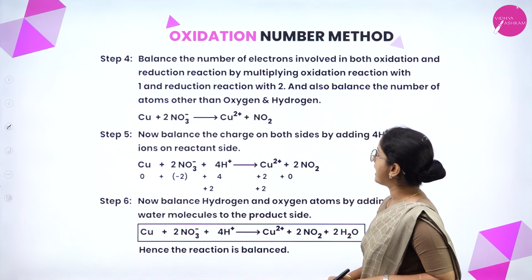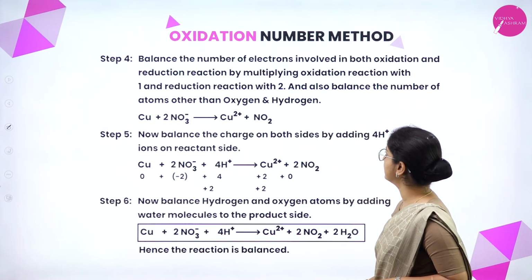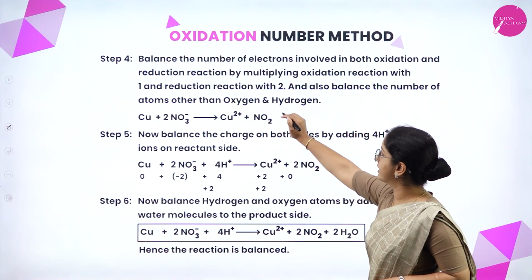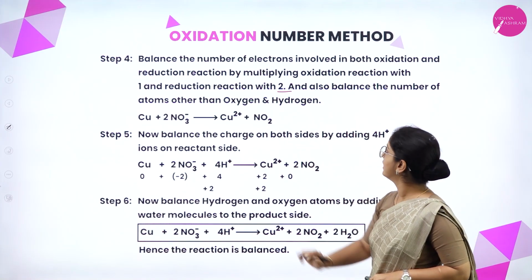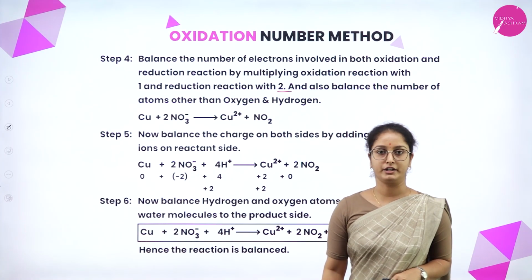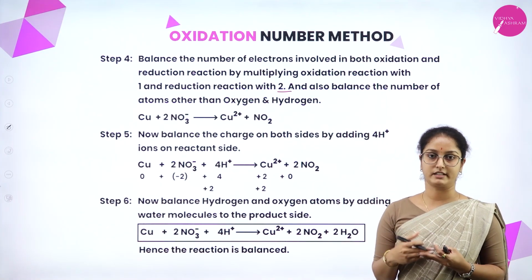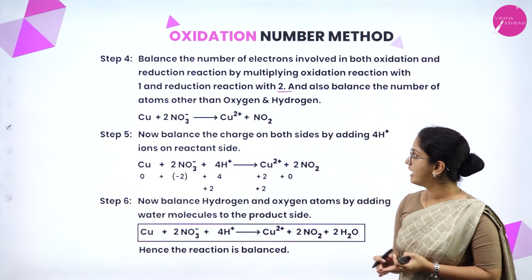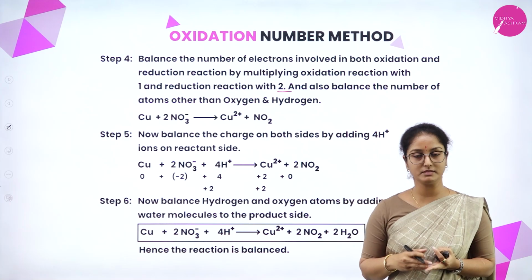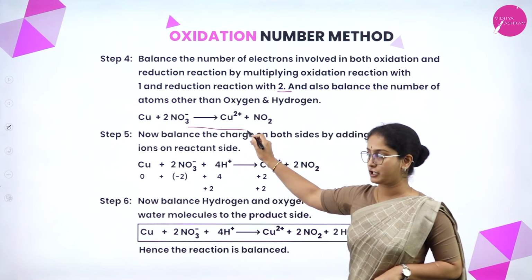The next step is balance the number of electrons involved in both oxidation and reduction reaction by multiplying oxidation reaction with 1 and reduction reaction with 2. And also balance the number of atoms other than the oxygen and hydrogen. That's what I said. Oxidation has to be multiplied by 1 and reduction should be multiplied by 2. And apart from balancing that number, we have to balance the atoms other than the oxygen and hydrogen. So that is the reaction.